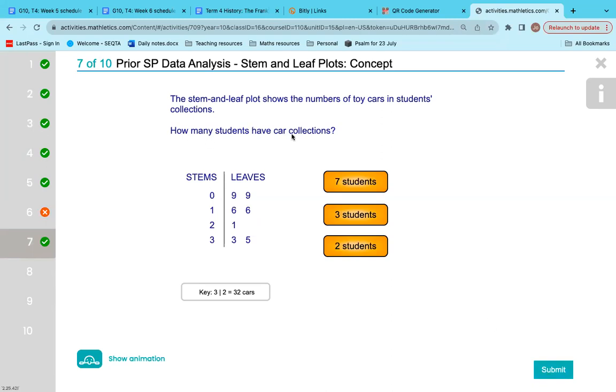How many students have car collections? This is like our first question. We have to count how many leaves and that'll tell us the number of data values we have overall. And it looks about 7.